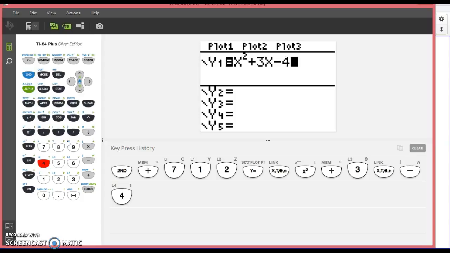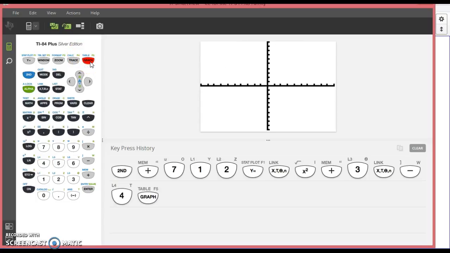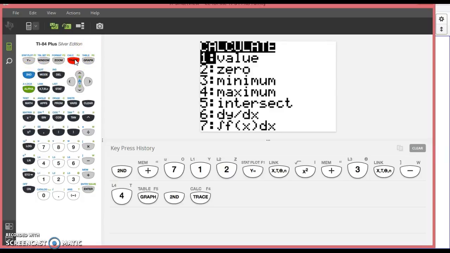Okay. Now, once you have that typed in, you are going to hit graph. How many solutions does that graph have? 2, because you can see immediately it crosses the x-axis here and here. You are not eyeballing that. What you want to do is, second, calculate. It's the trace button. Now, based on the lesson, what number do you think that I am going to?